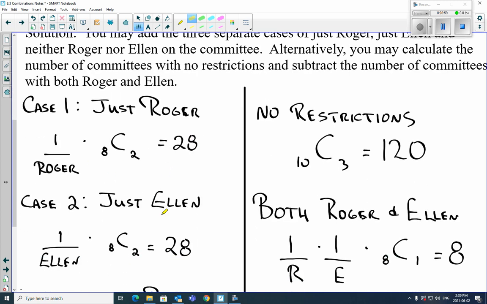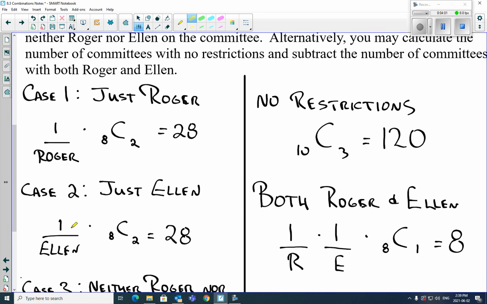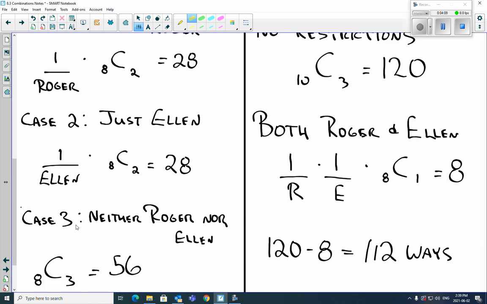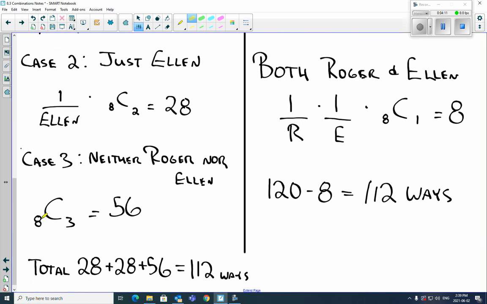What if it was just Ellen? Same thing as with Roger, right? The one position is Ellen, and then we do 8 choose 2, because there's 8 people left, choose 2. What if it was neither Roger nor Ellen? Well, it's 8, because we don't include those 2 in our big calculations of 10. There's only 8 of them, and we're choosing 3, and we get 56.